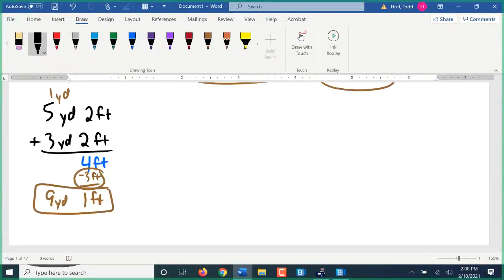We had other units that we were less familiar with. We might have 7 rods and 4 yards, plus 4 rods and 5 yards.